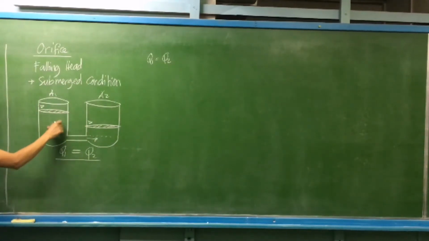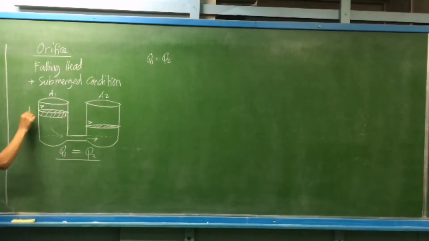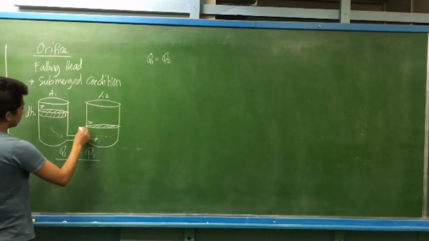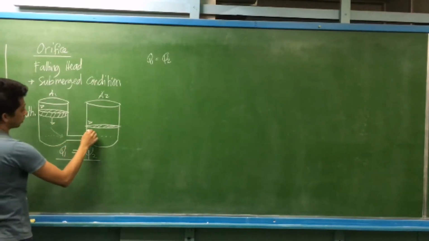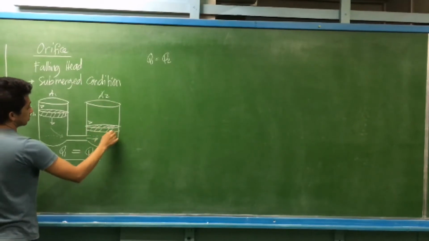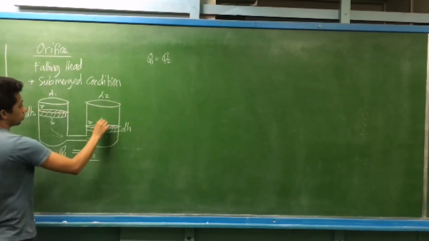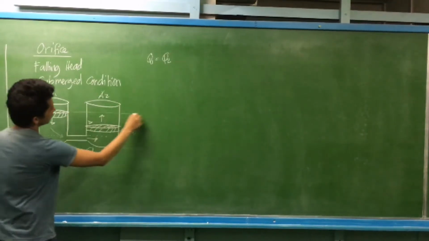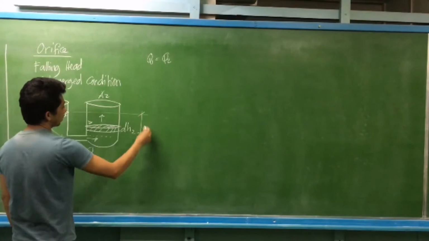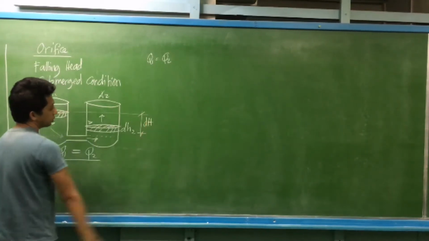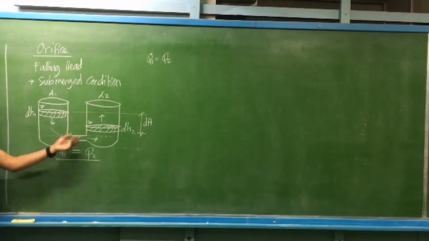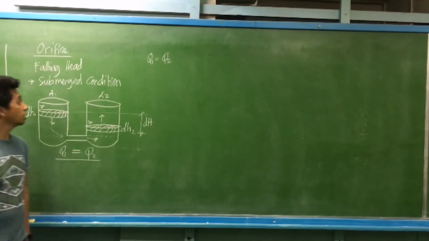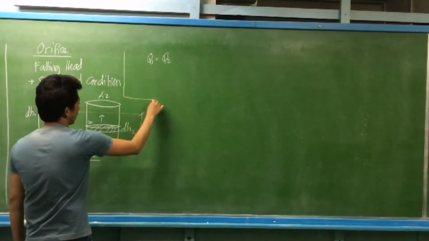Okay, so if you're to apply calculus, let's say this is the differential head of the first tank, which has a downward direction. This is differential head number 2, so its direction is obviously, supposedly, upward. But the total differential head, this is the total difference between the two surfaces of water from the two tanks, is dH. So Q1 is equal to Q2.